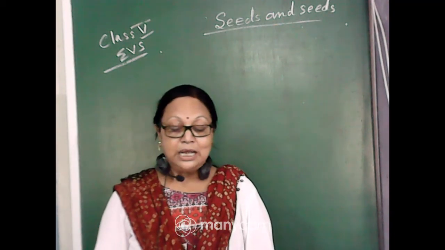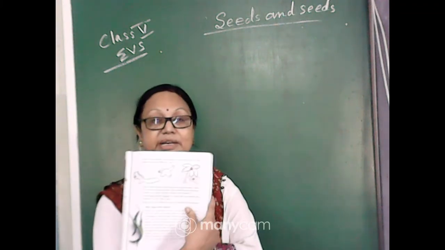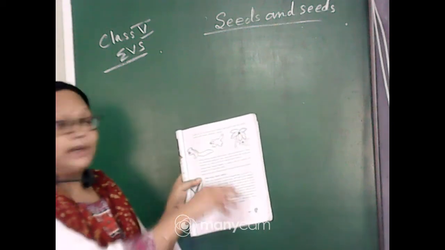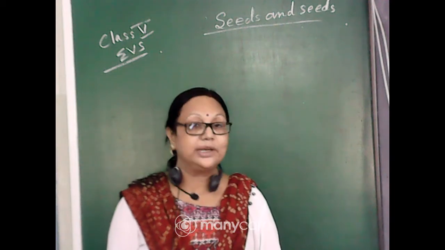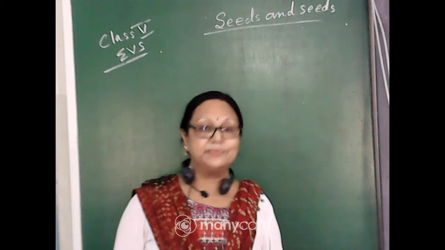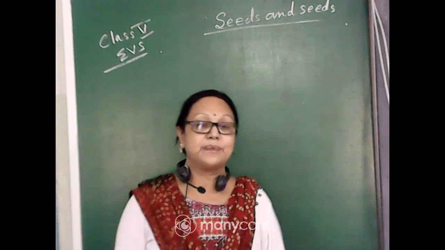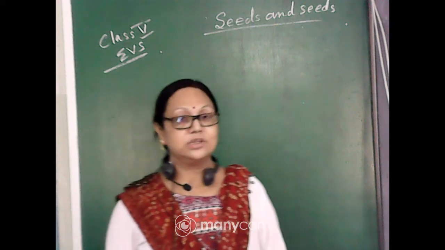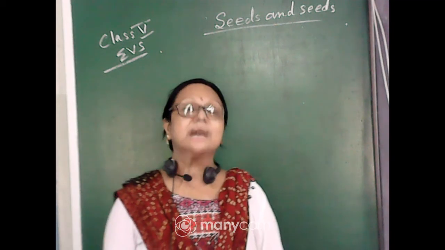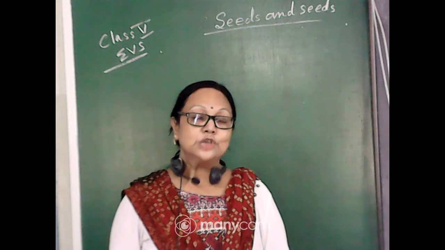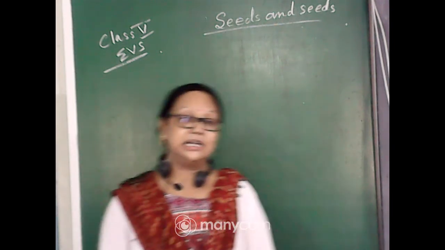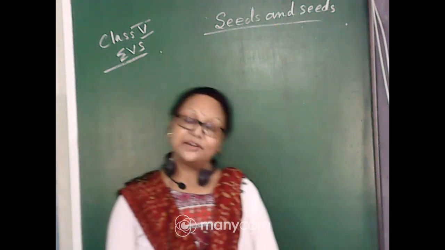Now look at the picture. There is one picture where a squirrel is given and one bird is given, and seeds are falling from the tree. So we know sometimes knowingly and sometimes unknowingly seeds are dispersed by animals, by human beings, as well as by some different agents. Water and air also take the seeds from one place to another. So these all are dispersal, that means taking away the seed from its mother plant to far wide places.